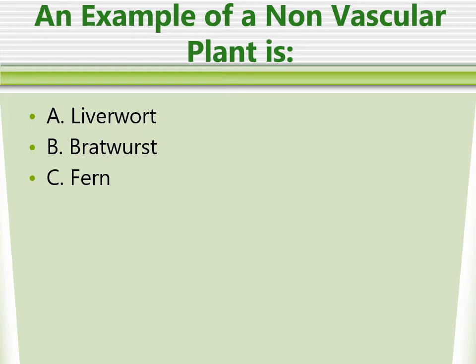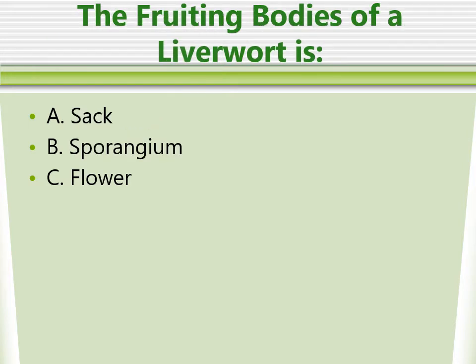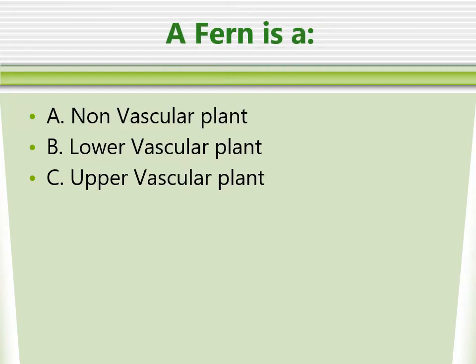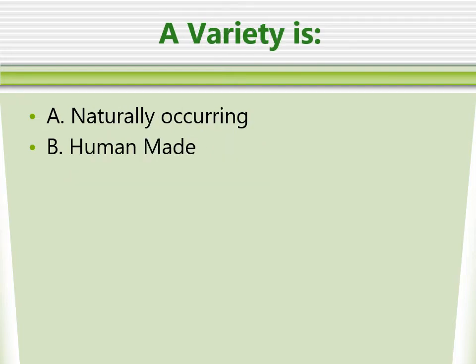An example of a non-vascular plant. A, liverwort. The fruiting bodies of the liverwort are a sac, a sporangium, or a flower? Remember, liverwort is a non-vascular plant. It does not reproduce with flowers. It uses sporangium. A fern is a non-vascular, lower vascular, or upper vascular? Well, ferns are much bigger than a small layer, so they do have vasculature, but they reproduce by spores, not by seeds, so they are lower vascular.